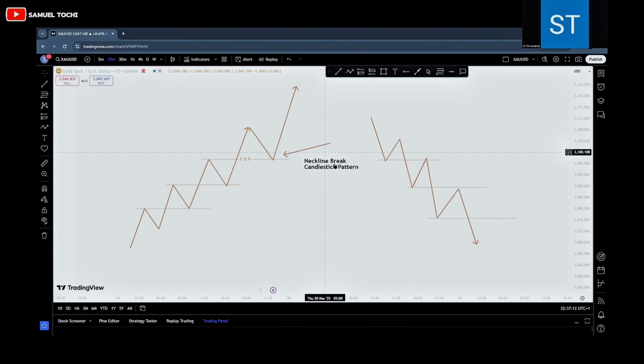So now that's what brings us back to this neckline. At this point, at this entry, what do I want to see? I want to see this neckline break happen at this entry zone. Now, what does it look like?